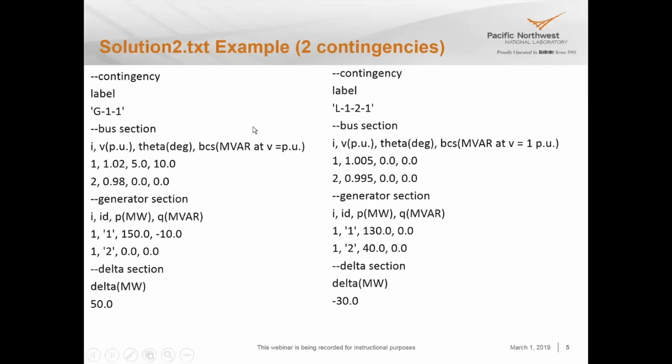And in solution 2, here's an example with two contingencies. We've printed out two columns, but this would be a single file, and it reads starting from this line, the first contingency, then after that is the next contingency. So the first contingency is identified by a label, that's a string. Then there's the bus section, similar to the base case bus section, the generator section, similar to the base case generator section, and lastly there's this delta section, which is a scalar for each contingency. So in this contingency we've got 50 megawatts is our delta, and in the next contingency we've got minus 30.